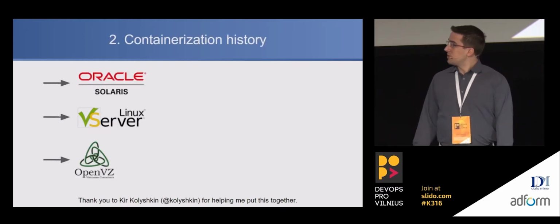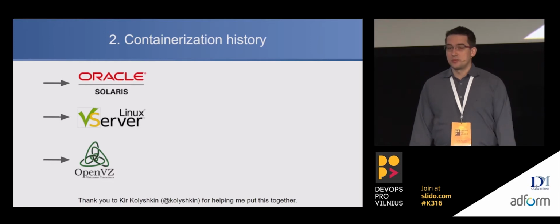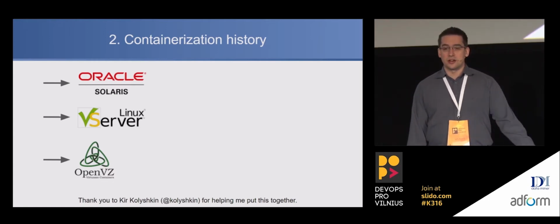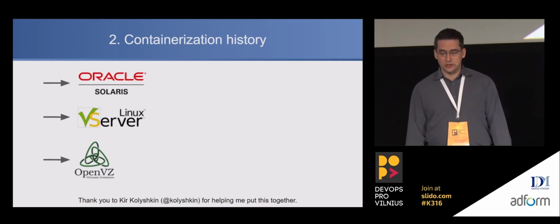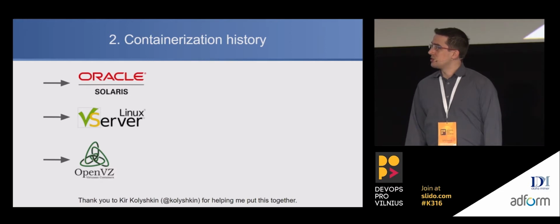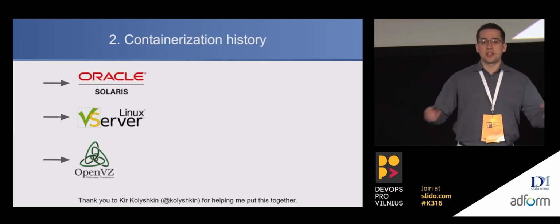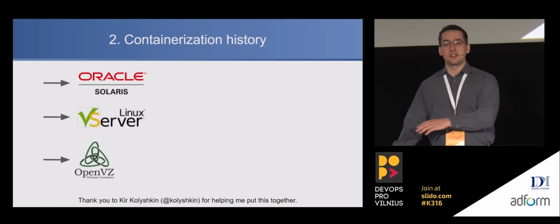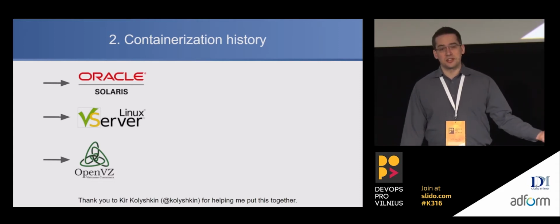So what we have here are three technologies. Oracle Solaris containers are actually a little younger. And we have Linux vServer and OpenVZ. Around the 2000s, these two projects, Linux vServer and OpenVZ, were two separate attempts of getting some sort of what we now call containerization. Back then, it wasn't called containerization, it was called VEs, or virtual environments.